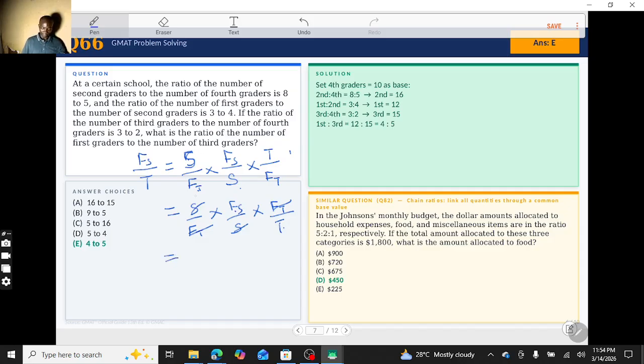Now, the first one is 8 is to 5, 8 over 5 times. The second one is 3 over 4 times. The next one is 3 over 2, but we have turned it upside down, so it's now going to be 2 over 3. This is 8. 8 divided by 4 is 2. 3 divided by 3 is gone. Now we have 2 times 2, that is 2 times 2, 4 over 5, which is 4 ratio 5. This is correct.